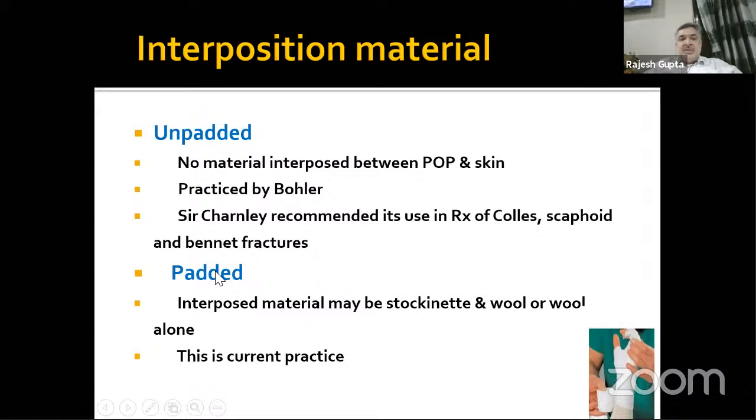Now coming to interposition material. The plaster can be applied unpadded. Here there is no material interposed between POP and the skin. It was practiced by Bohler. Sir Charnley also recommended its use in the treatment of Colles fracture, scaphoid, and Bennett fracture. The plea given by them was that it rigidly fixes the fracture, but the downside is it is difficult to remove and it does not compensate for the swelling. So the current practice is to use a padded cast. Here interposed material is used and it may be stockinette and wool or wool alone.